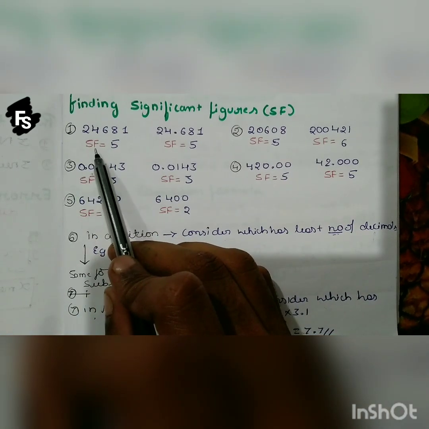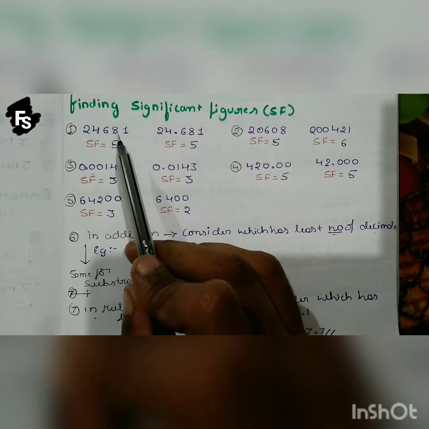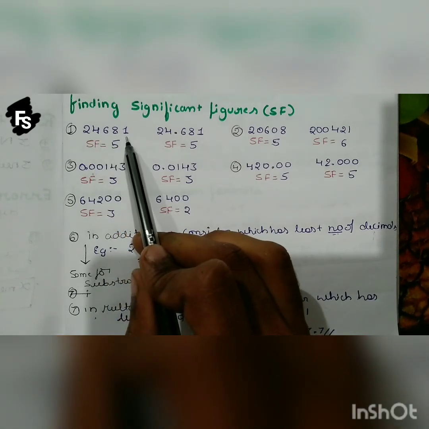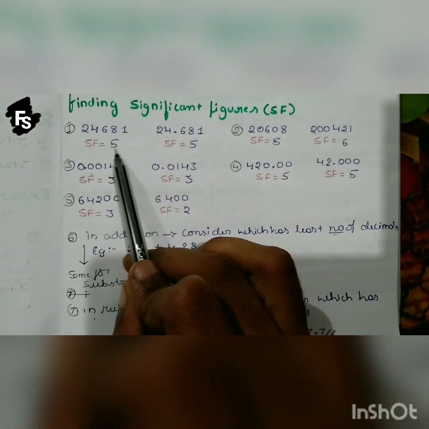Rule 1. All the non-zero digits, with or without a decimal point, are significant. See 24681 as well as 24.681. The two both have 5 significant figures.